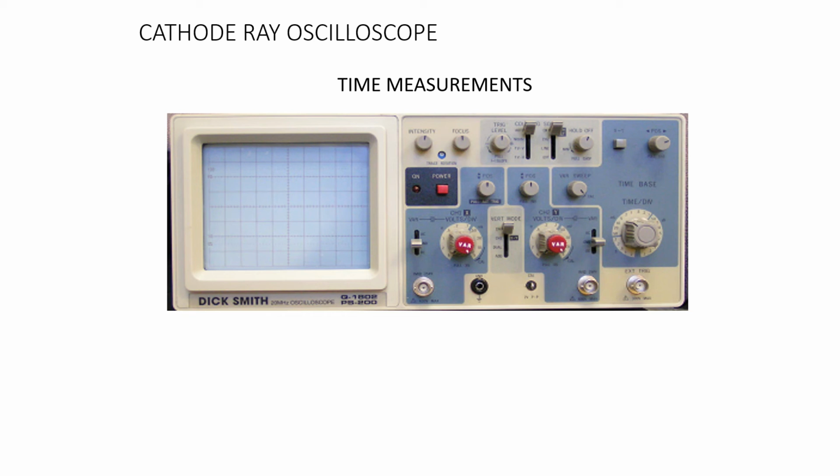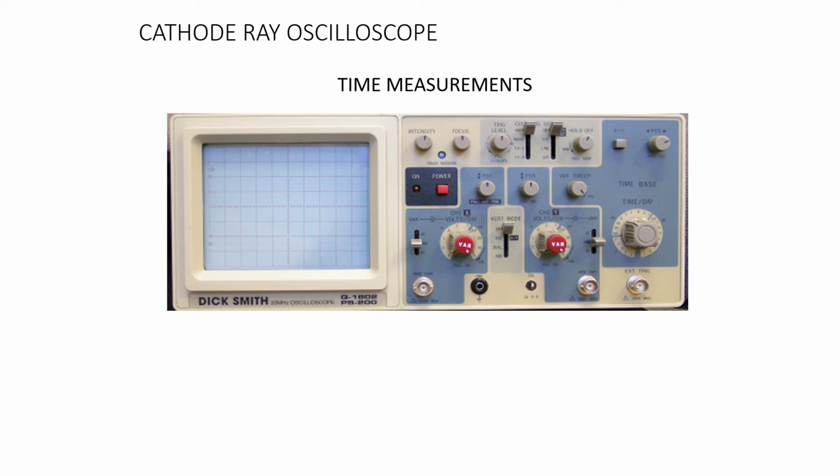Next is the focus. It shows how sharp the waveform can be displayed. That is a single thin and sharp line. So this controls the sharpness of the lighted spot or the sharpness of the wave displayed on the screen.